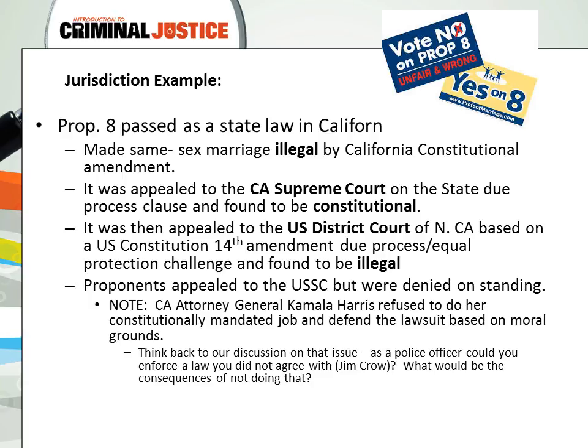So let's give you an example of how the judicial review works. Sorry about the spelling error there. Should probably fix that. Proposition 8 passes a state law in California, and basically what it said was that same-sex marriage was illegal. So the state of California passed a law that said same-sex marriage was illegal. It was appealed by people who wanted to be married to the California Supreme Court, and the Supreme Court said, yep, it's legal. The law was legal. In other words, we can ban same-sex marriage because that's the community standard.